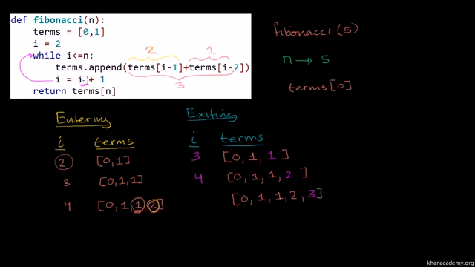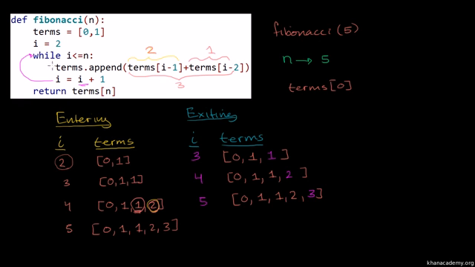And then we're saying I is equal to I plus 1. I was 4. 4 plus 1 is 5. So that is what I is equal to now. Then we go to the beginning of the loop. I is now equal to 5. Terms are now 0, 1, 1, 2, and 3. And then we say, well, I is less than or equal to n. N is 5. Well, 5 is still less than or equal to 5.